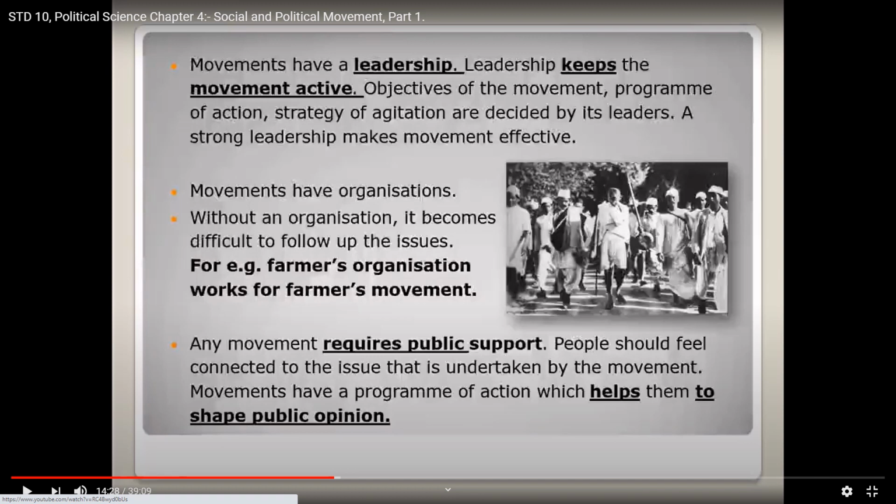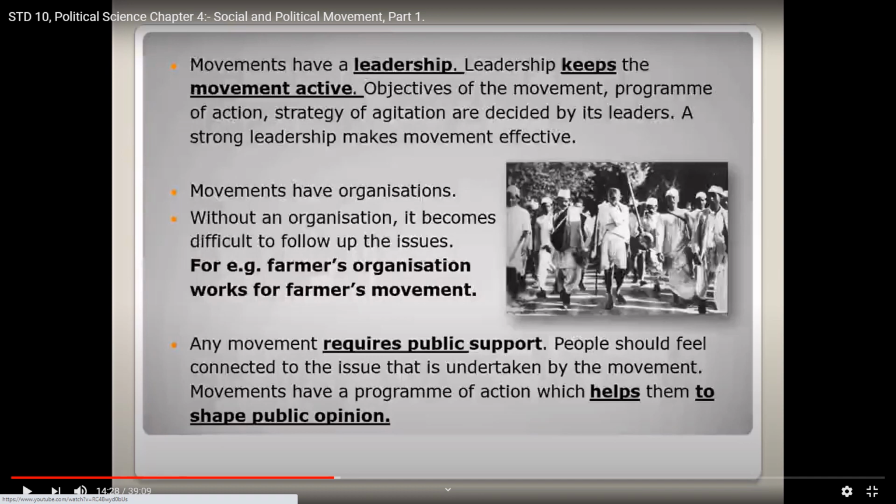Then movements have organizations. They can have organizations. Maybe that is the aim. For example, Swachh Bharat, cleanliness is one aim, but it can also have different groups within itself to make it move better. Without an organization, it becomes difficult to follow up the issues.